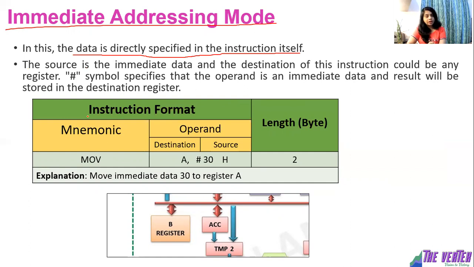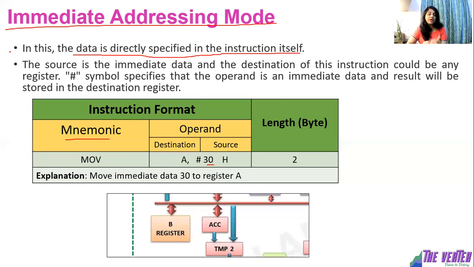Again I will show you the format. This is the instruction format. Again it consists of mnemonic and operand. Here in addressing modes, I am always taking the example of the MOV instruction, that means a data transfer instruction. So MOV A, #30H. The data is directly specified in the instruction itself. Here this 30 is nothing but data, and that data is available in the instruction. The source is immediate data. That data is always on the source side, which means on the right hand side. You should not write this data on the left hand side. So the source or data is always written on the right hand side of the instruction.